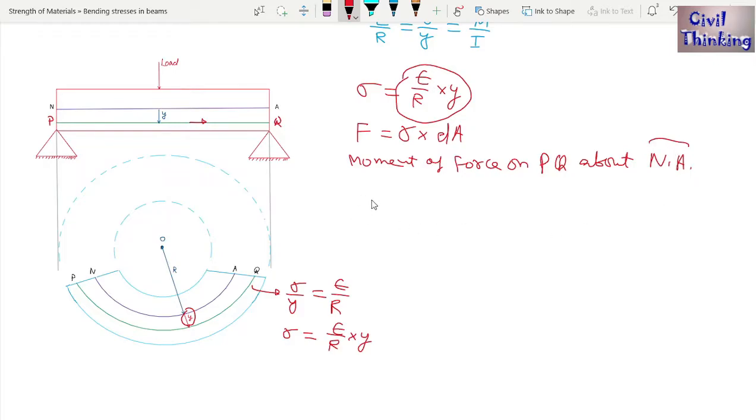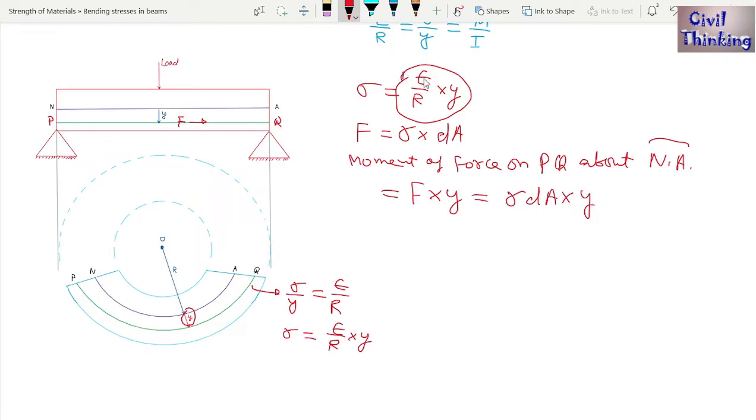Now moment of force. Moment is force multiplied by distance, and the force is F, right? We have to find the moment of this force about the neutral axis. So we have to multiply force by Y, because Y is the distance between the neutral axis and PQ. Now force is sigma multiplied by dA, so I can write sigma dA multiplied by Y, right?